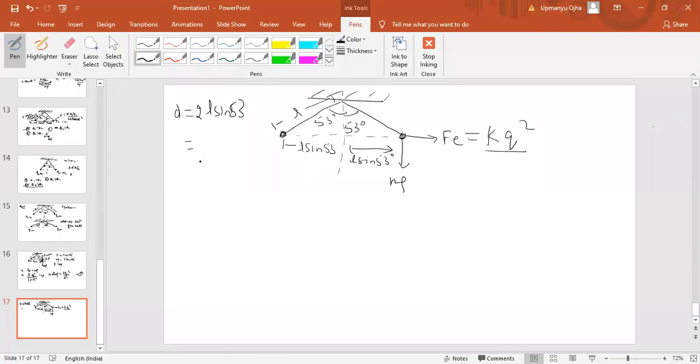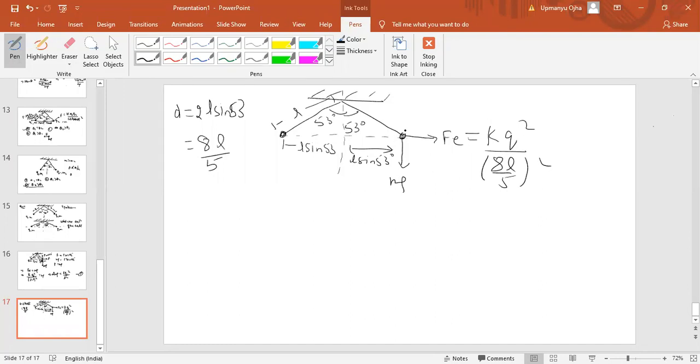And what is the value of sine 53? That is equal to, I think, 4 by 5. So we get 8L by 5. So the distance between the 2 point charges now becomes 8L by 5. So the electrostatic force becomes KQ square by D square, D square is 8L by 5 whole square. Mg will remain mg.